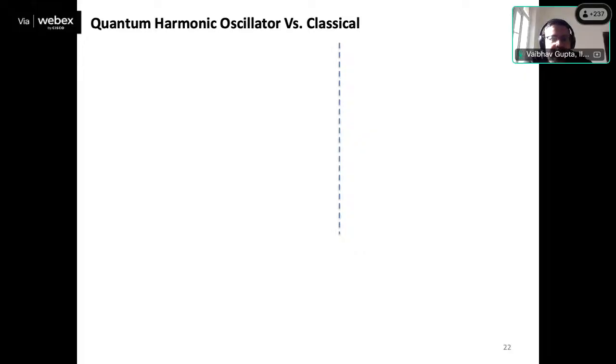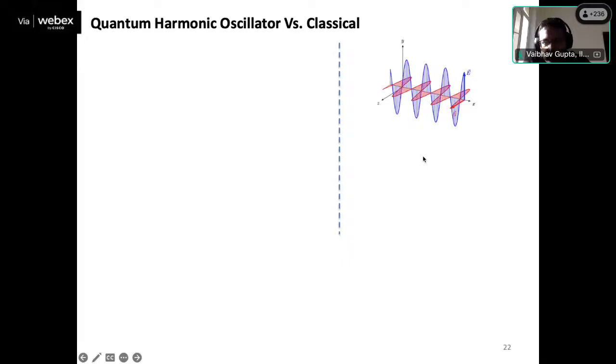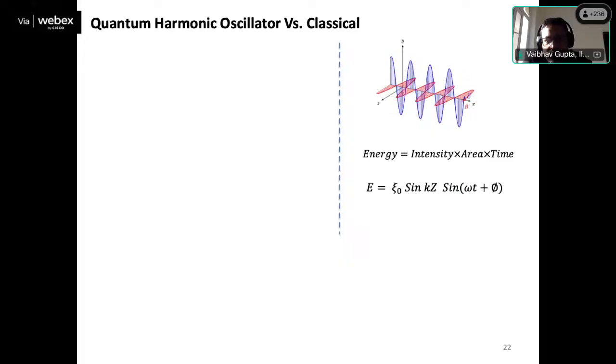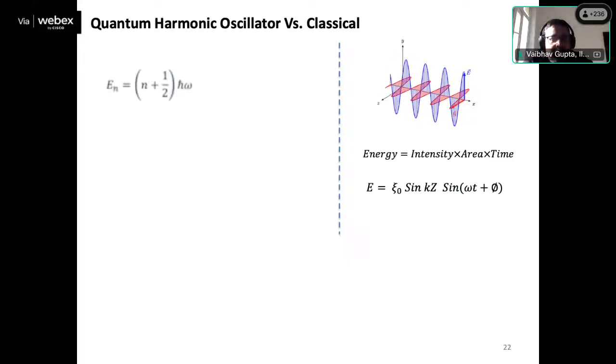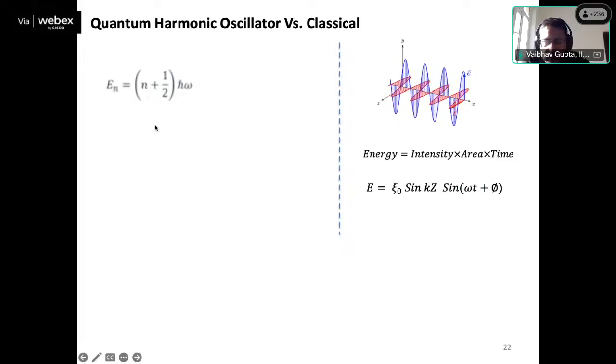First you have to understand the quantum harmonic oscillator and the classical oscillator. We all know Maxwell's equations, how light propagates: the propagation direction, electric field and magnetic field are all perpendicular to each other. This is a TEM wave. Energy is defined like this, and this is how we show this E field, right? But when we do the quantum harmonic oscillator, this is how the energy comes out.